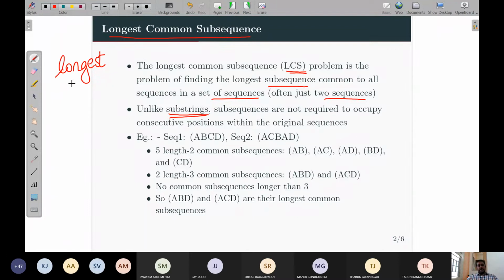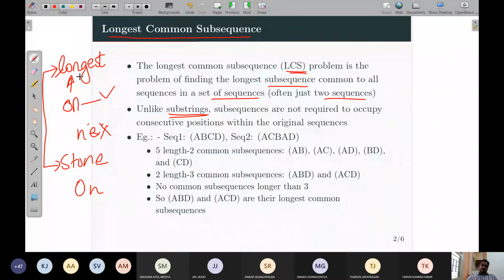If I ask you, is ON a substring here? ON is a substring here. But is NE a substring here? NE is not a substring. If I take the word longest, ON is a substring, NE is not a substring, whereas ON and NE are both subsequences. For comparing subsequences, we must have at least two strings. So if I take another string, stone, then for longest and stone, ON is a subsequence, and it is even a substring also.